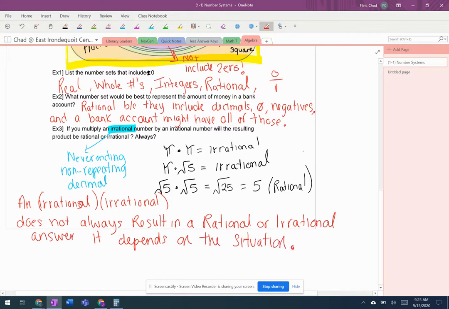And you can see that above in our examples here. We got pi times pi was irrational, pi times the square root of 5 was irrational, but then the square root of 5 times the square root of 5 was rational. And to prove that again, if we did a similar example, like the square root of 10 times the square root of 10, that would also end up giving me a rational number.